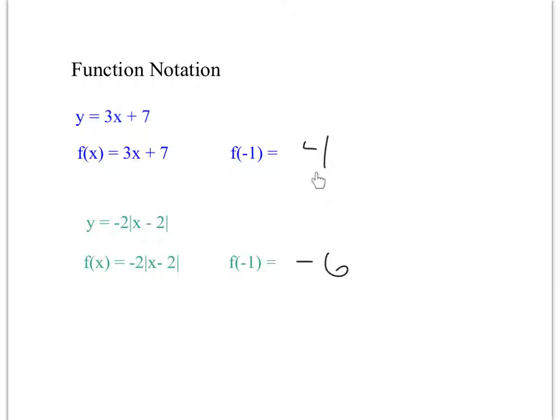All right, I'm hoping you got 4 for the linear function. f of -1 is -3 plus 7, which is 4. And of course, in the absolute value function, when I plug in -1, I get -1 minus 2 is -3. The absolute value of -3 is positive 3. -2 times positive 3 is -6.